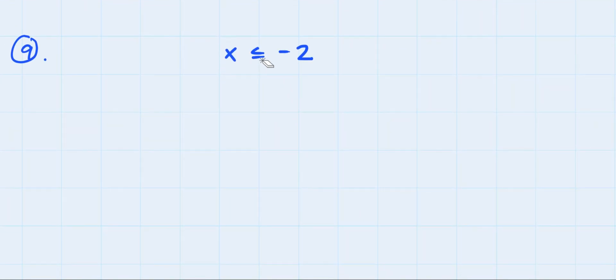All right, x is less than or equal to negative 2. Maybe pause the video and write what you think the interval notation is. The interval notation is negative infinity to negative 2, bracket.